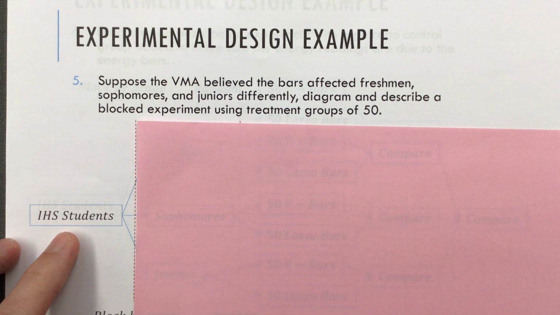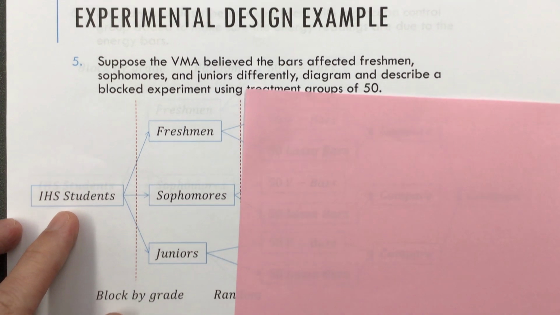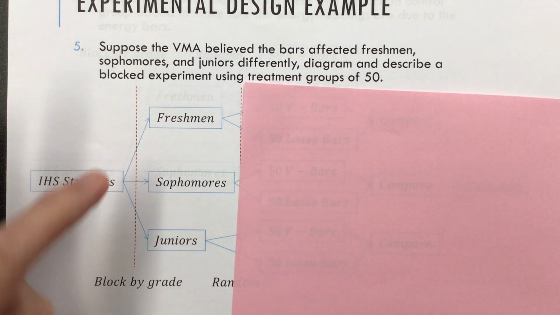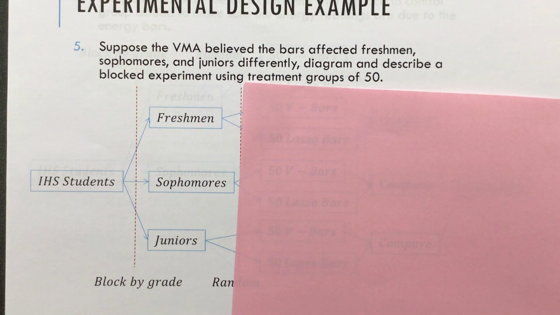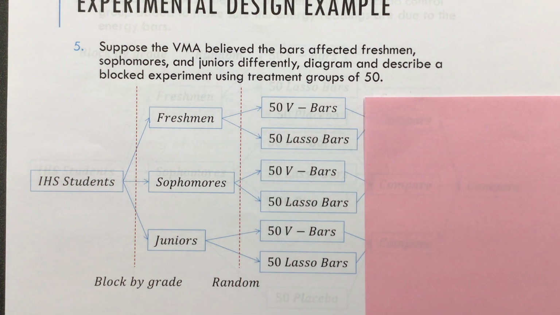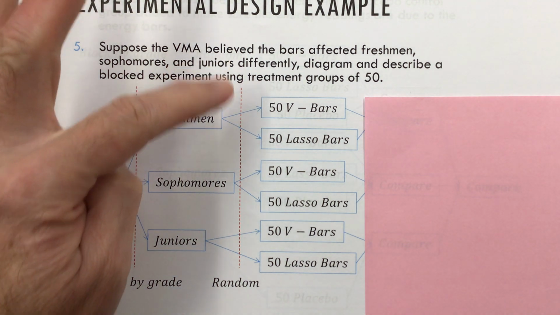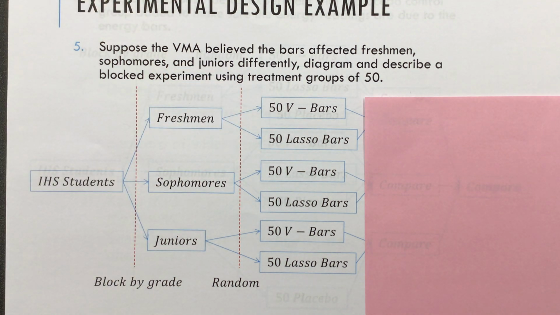So again, we start with all students. Now the first thing we have to do is our blocks. So step 1, we are going to block by grade level because we were told that the grade level might have an important impact on our data. Then we can randomly assign from each block to our treatment groups.